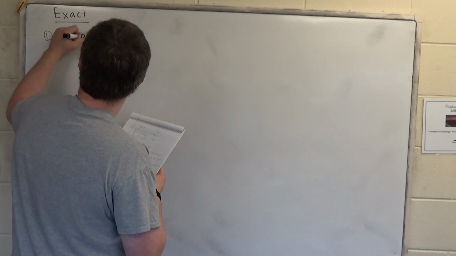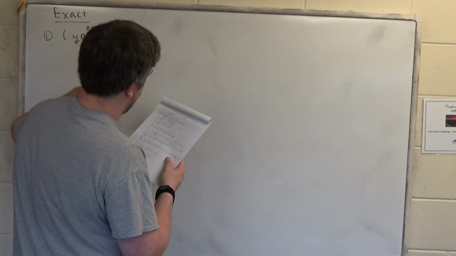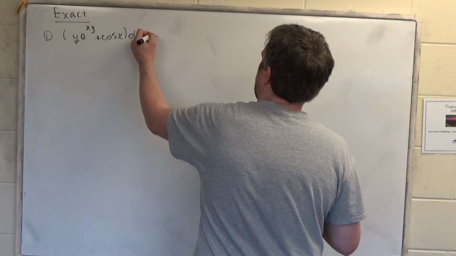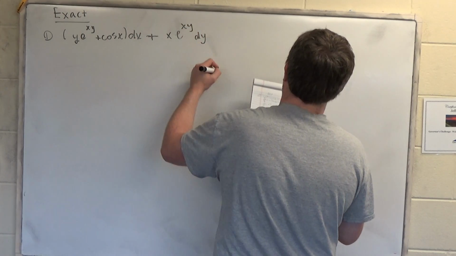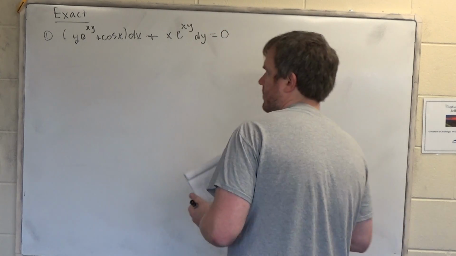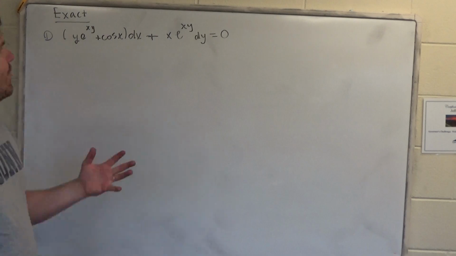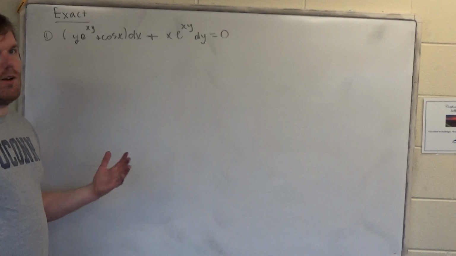We have (y e^(xy) + cos x) dx + x e^(xy) dy = 0. And I once got this piece of advice from a calculus teacher. If it looks horrible, it's probably exact. Unfortunately, we can't count on probably, so we have to actually check that this thing is exact.